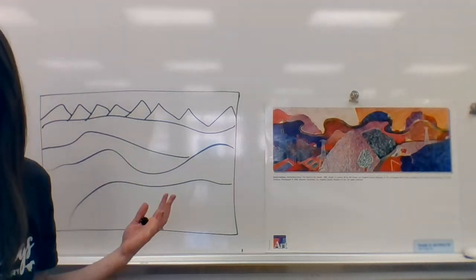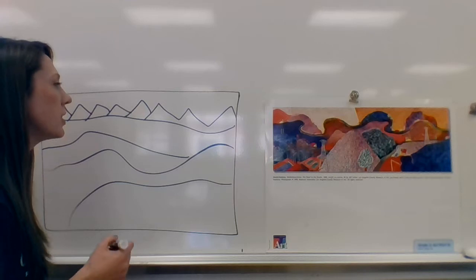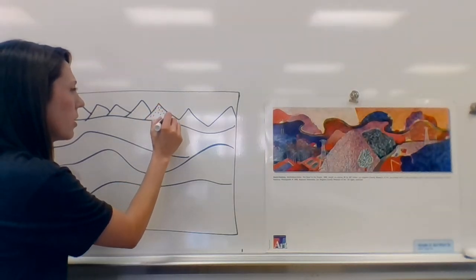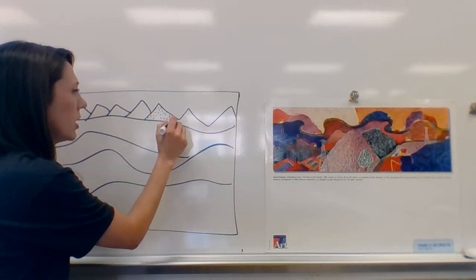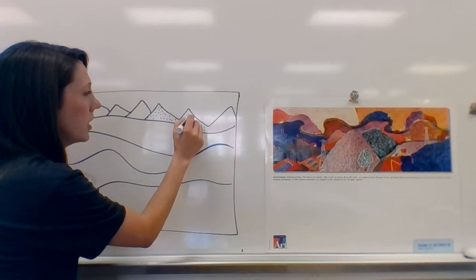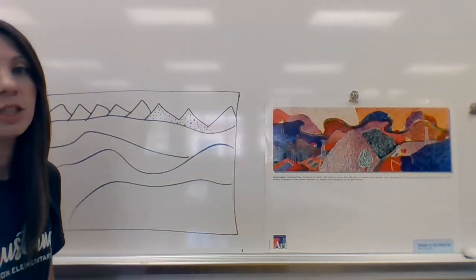So the farther something is away, the smaller it will be. Like if I put some trees on these mountains, they'd be really small. So let's pretend that these dots here, these are trees. Remember, in this landscape, I'm going to show all different types of lines. So I got some dotted lines here on my mountains really far away.